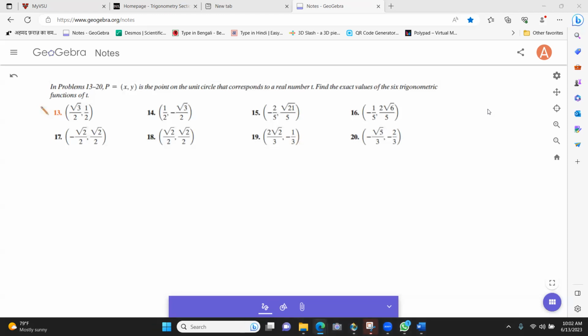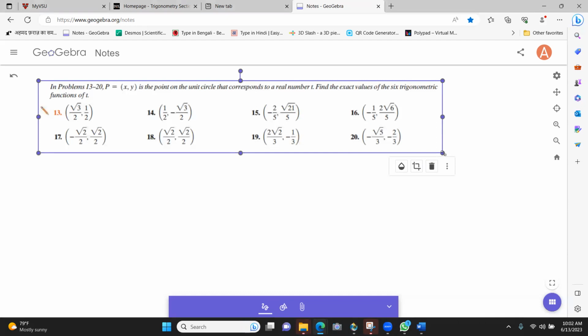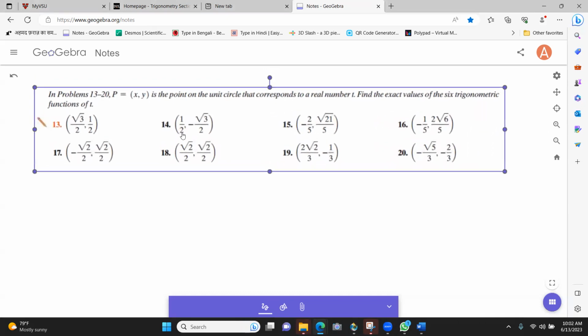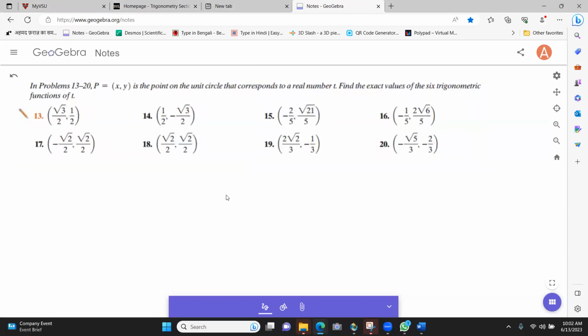Another thing, when you do your homework problems, whether you do some from your book or the ones from MATLAB, read the language very carefully. Make sure you understand what they're trying to say. So I'm going to read it. I don't know how small the font is, but I'm going to read it. Point P has coordinates x and y, the point on the unit circle. When they say that, they assume you know what they're talking about. That last point, the green point on my circle, has those coordinates and corresponds to a real number t. Real number t is the length of the rope. Find the exact values of the 6 trig functions.